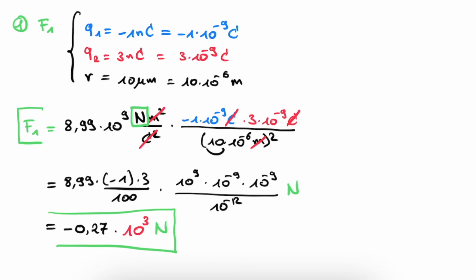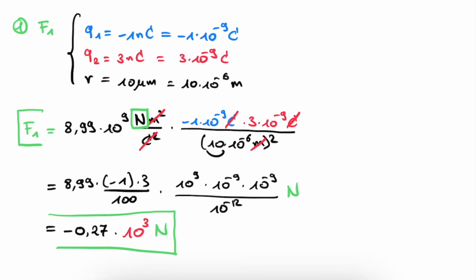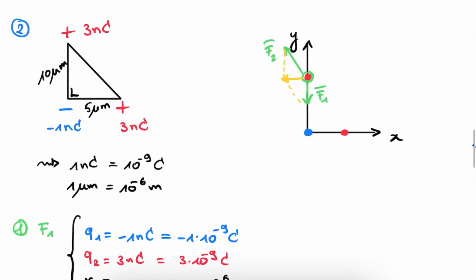for our first attractive force. This means that we already have one force down, this attractive force between the negative charge and the positive charge. So let's now look at the other force, the repulsive force between the two positive charges. We know that both charges have a charge of 3 nanocoulombs, so that's already a given.